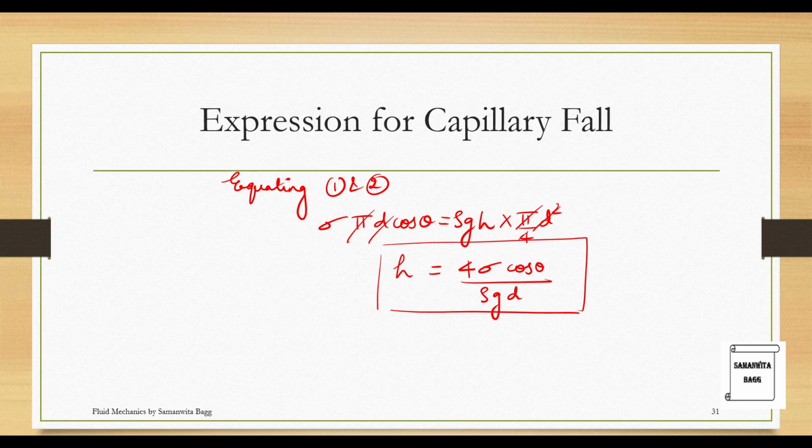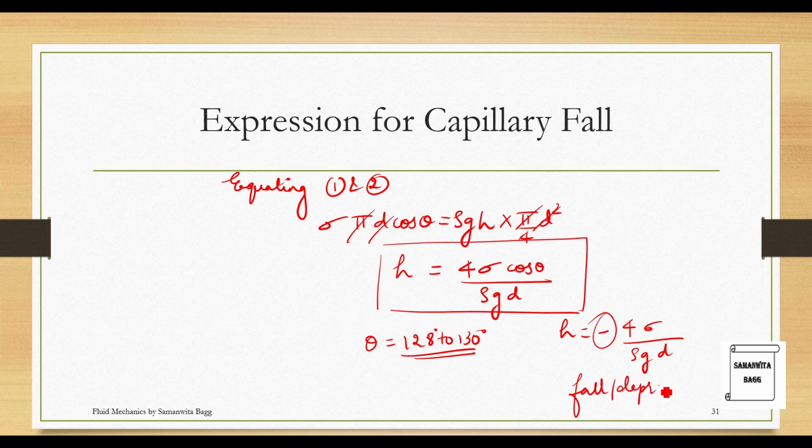So whether it is rise or fall, the formula remains same. But what we need to note is the angle theta for mercury ranges from 128 to approximately 130 degrees. So when I give this, the value of h actually becomes negative 4 sigma upon rho g d and some value over here. Now this negative sign is going to indicate fall or depression. This is what you need to note.